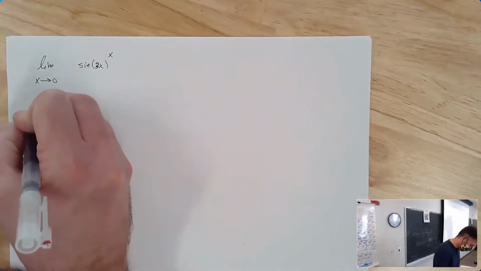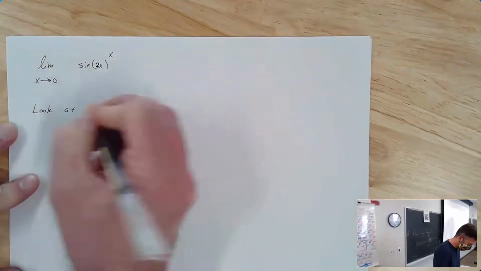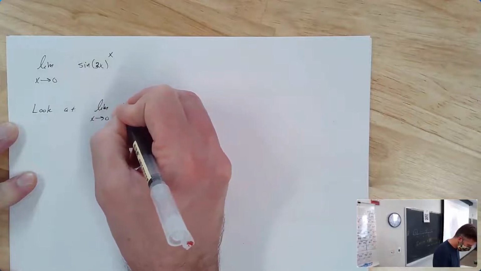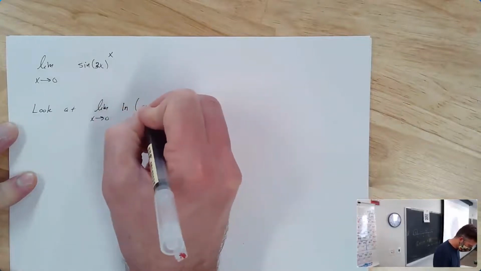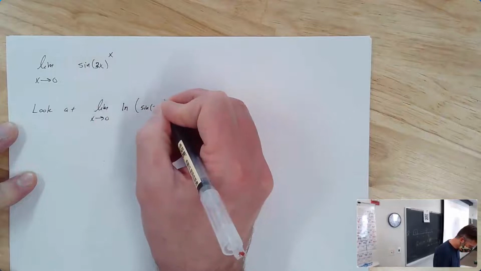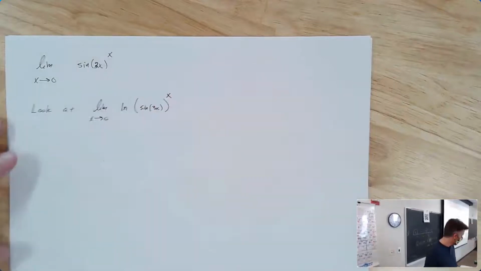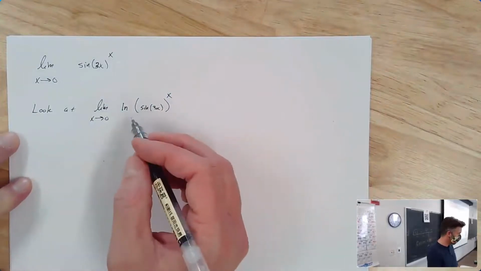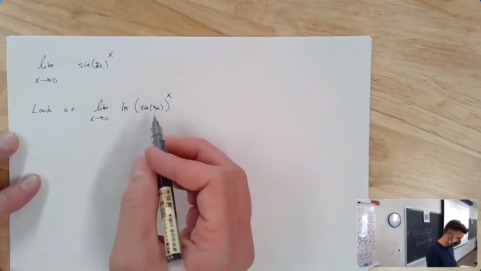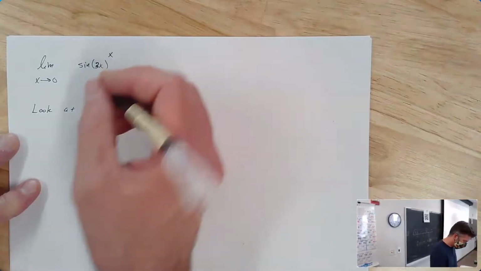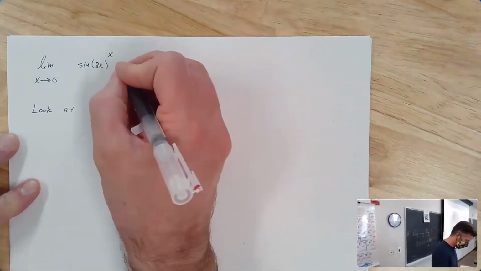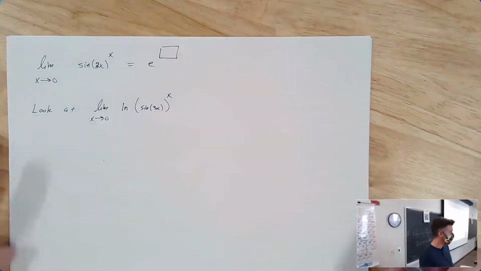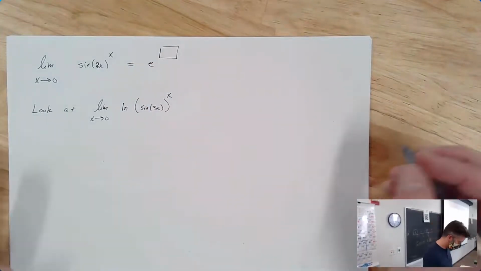And so we're going to look at the limit as x goes to 0 of the natural log of sine of 3x to the x. And whatever our answer is going to be, our actual answer is going to be e to that. So when I'm doing it this way, I like to start off saying, okay, this is going to be e to whatever I actually get, so I don't forget that I need to do that at the end.